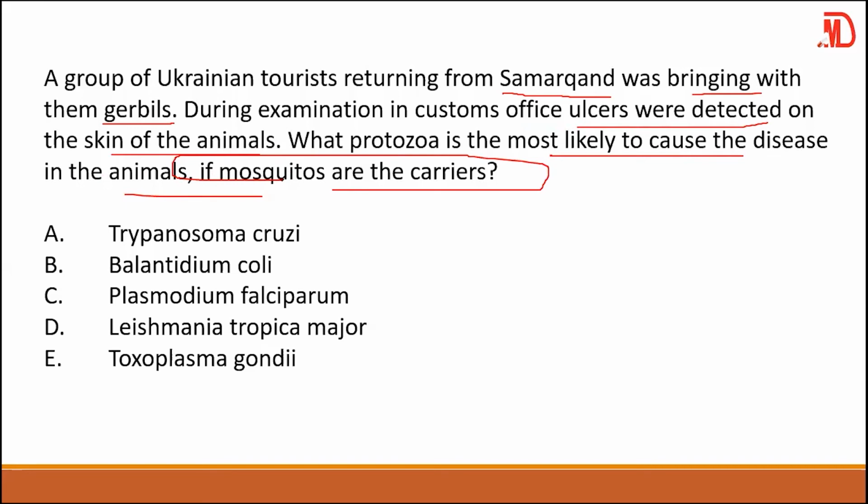Now, if you say mosquitoes are the carriers, the disease that normally comes to your mind is malaria. But this is not a case of malaria. So don't go and choose Plasmodium falciparum, because that one is the causative agent for malaria. This is not talking about malaria. So we can rule out Plasmodium falciparum.